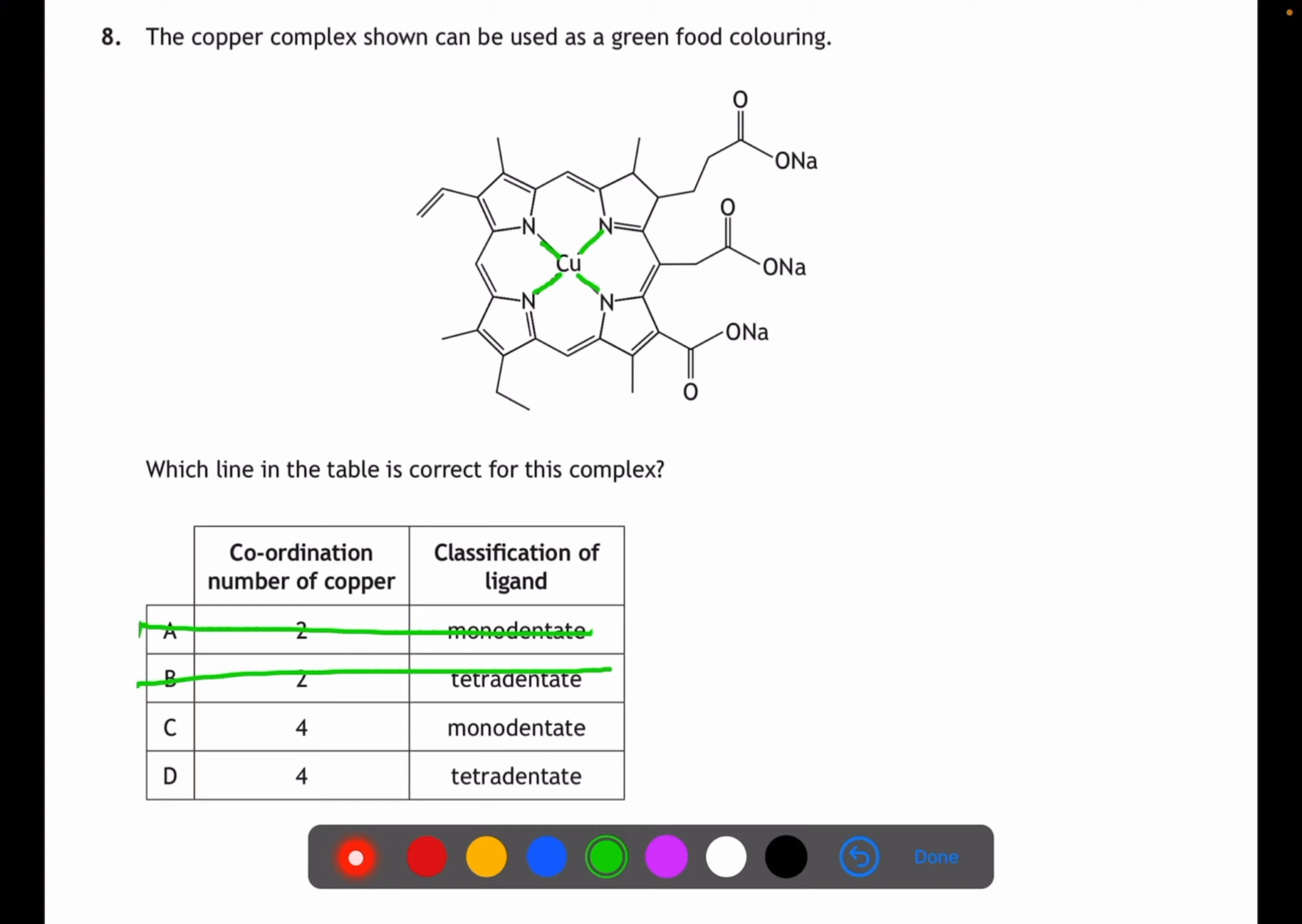The classification of the ligand is how many bonds the ligand itself is making. So we can see that this ligand is bonding through these 4 nitrogen atoms, and that means that this ligand is tetradentate, leaving D as our answer.